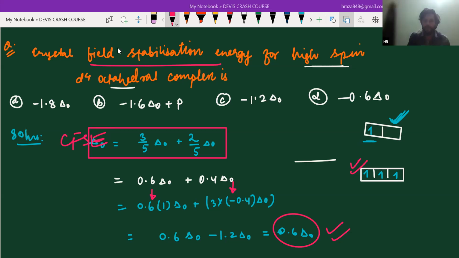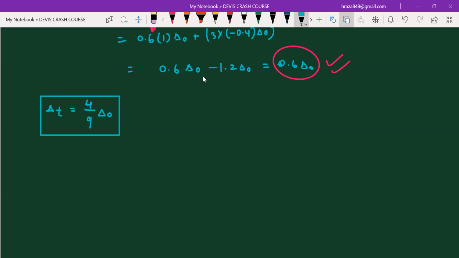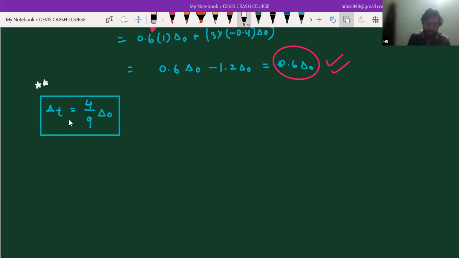Very good. There is also a relation between octahedral and tetrahedral, and that is: the tetrahedral crystal field stabilization energy is equal to 4 by 9 delta naught octahedral. Always remember this. Please do write it. There is a relation between tetrahedral and octahedral. Very good.